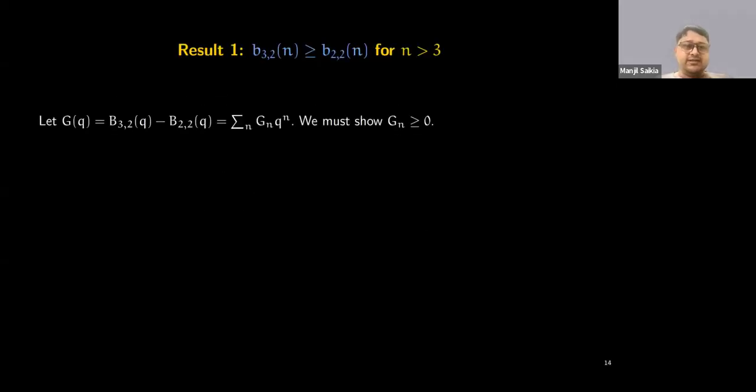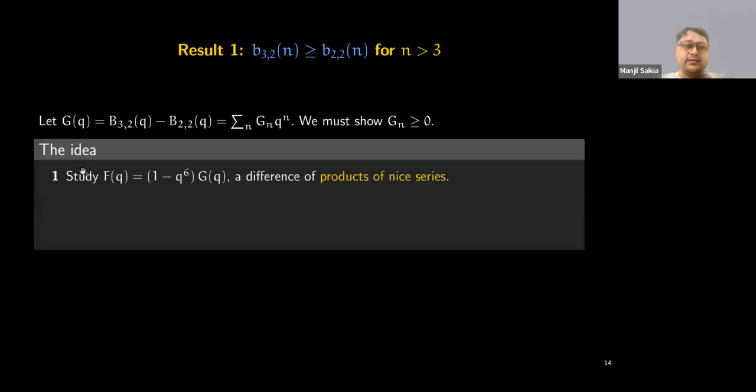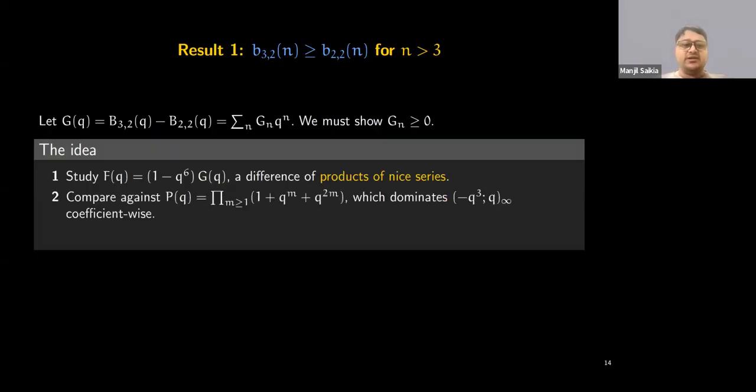So this is the difference that we're interested in. We are looking at the difference of these two generating functions, and let's call it G sub t of q. The idea is that we want to look at F(q), which is (1 - q^6) G(q), which is a difference of products of nice series. And nice is very subjective.